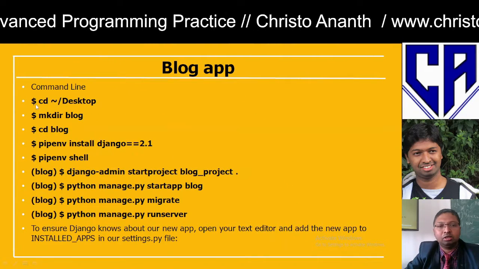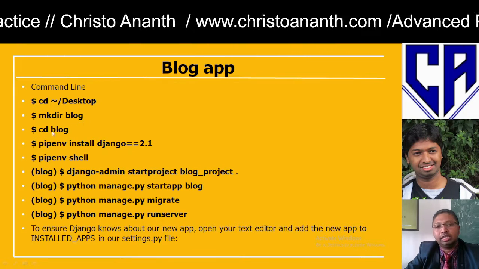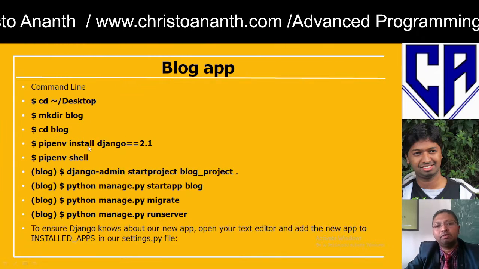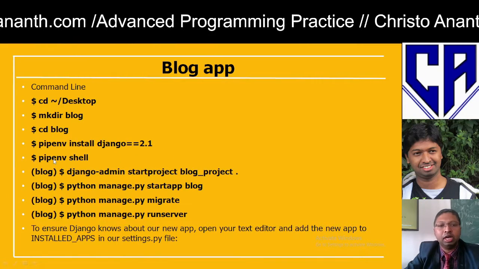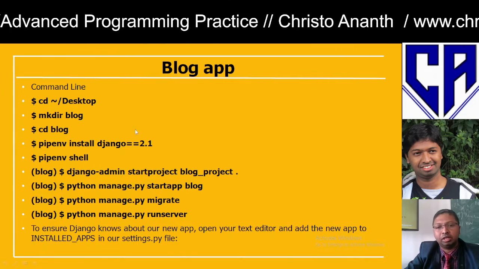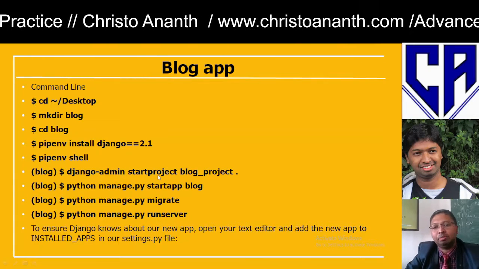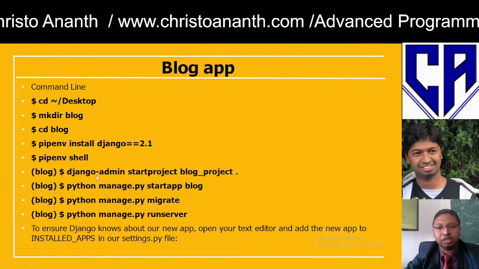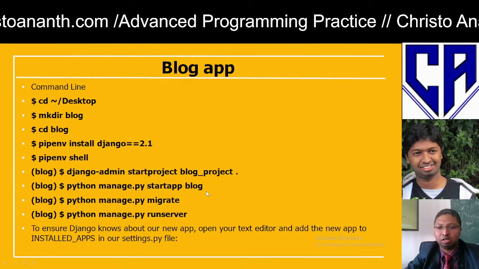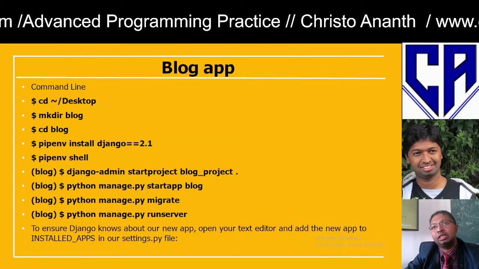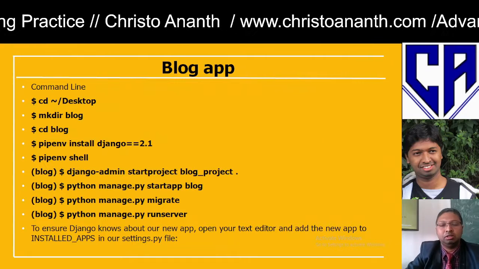So in the command line you have $ cd ~/Desktop, mkdir blog, and then change the directory to blog. Here we have $ pipenv install django, version 2.1, and then pipenv shell. Within the blog you will have $ django-admin startproject blog_project, and within that you go with manage.py startapp blog. Same thing like the message board app, you migrate to that server, and then you go with runserver, same thing.